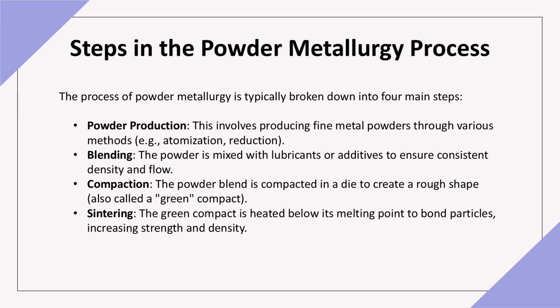The PM process includes 4 primary steps. Powder production. Creating metal powders via atomization, reduction, or other methods. Blending. Mixing powders with additives to ensure consistency. Compaction. Pressing the powders into a specific shape, known as a green compact. Sintering. Heating the compact to bond particles and increase strength and density. This entire process transforms loose powder into a durable, cohesive component.